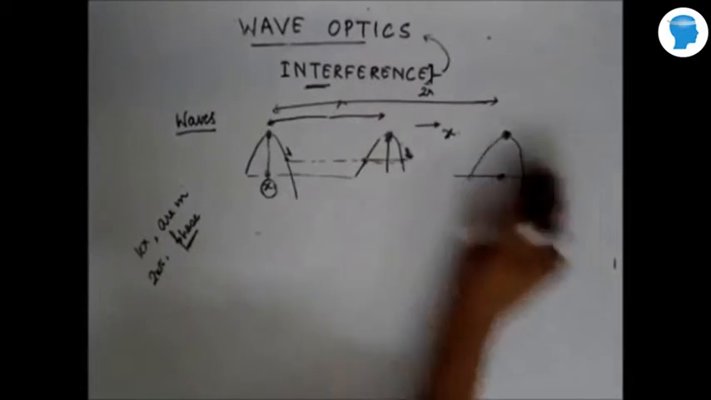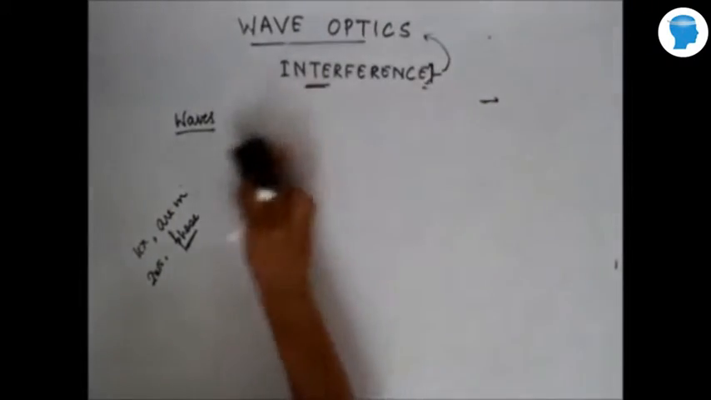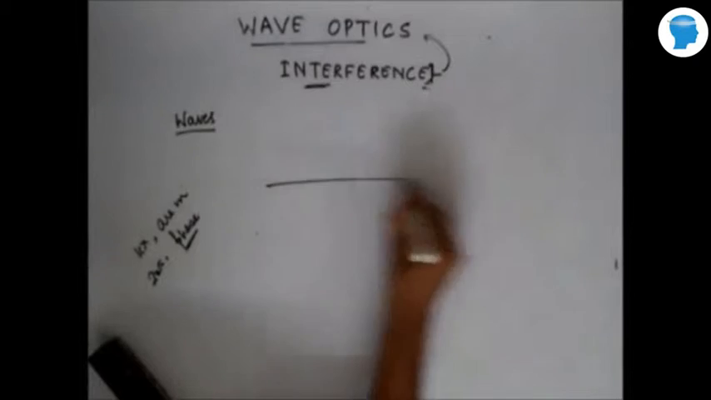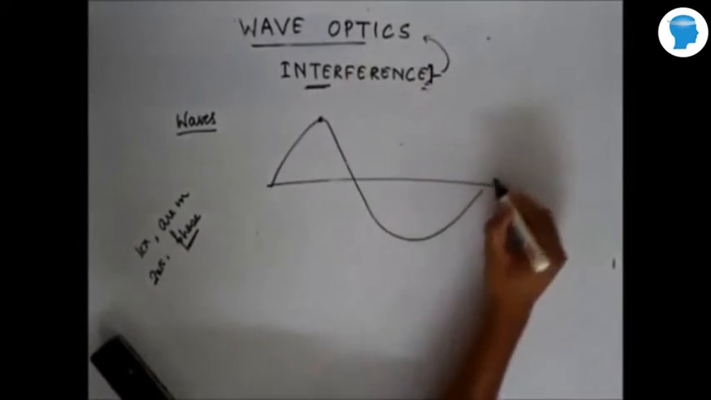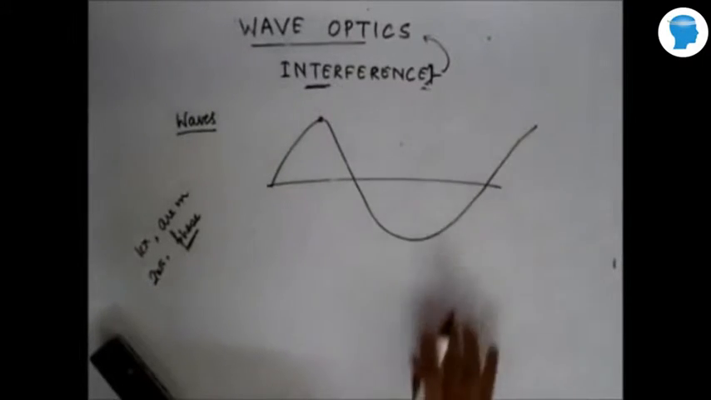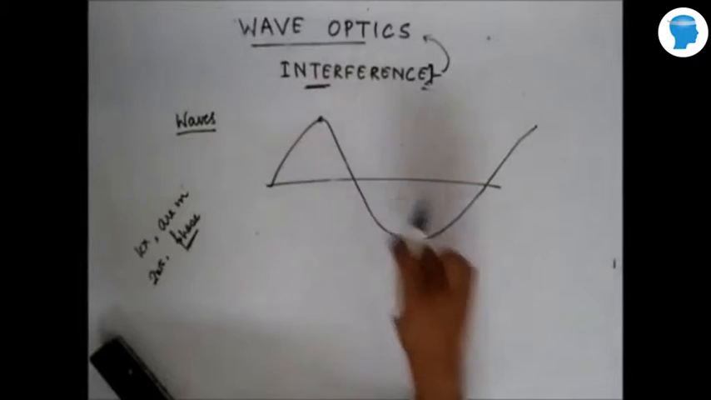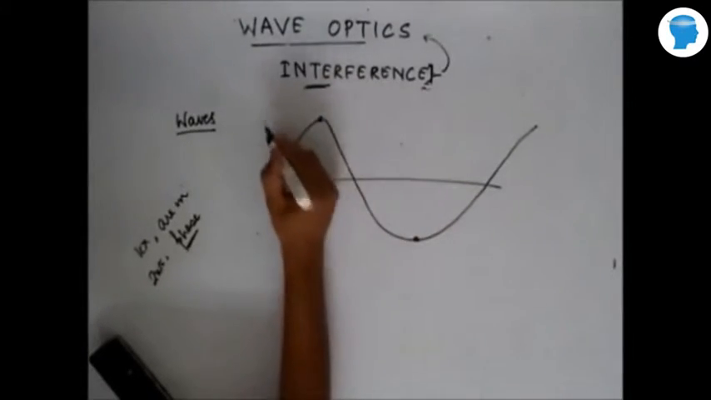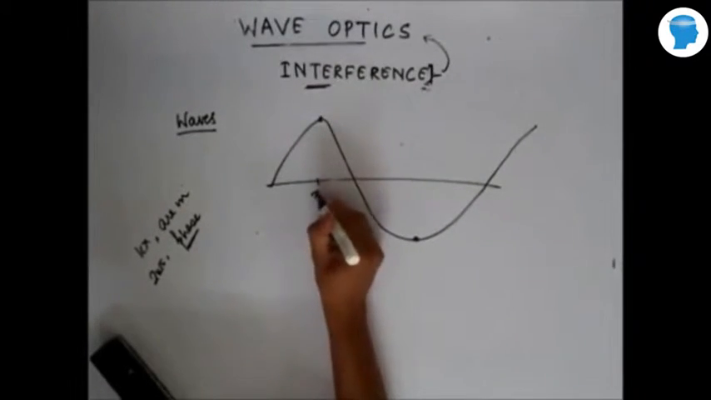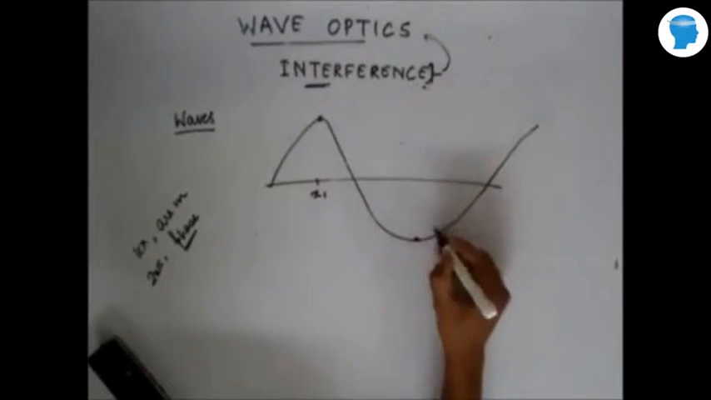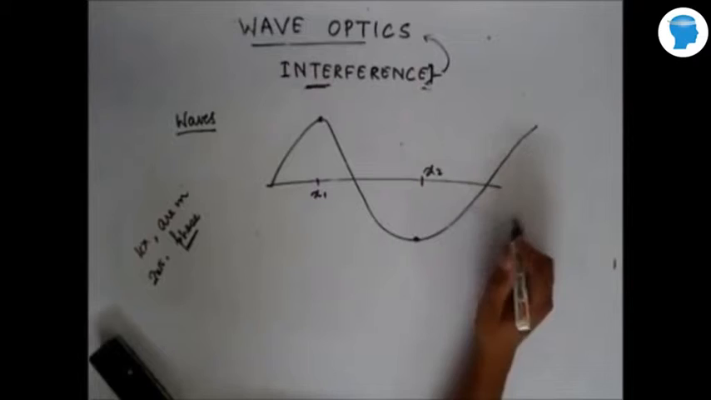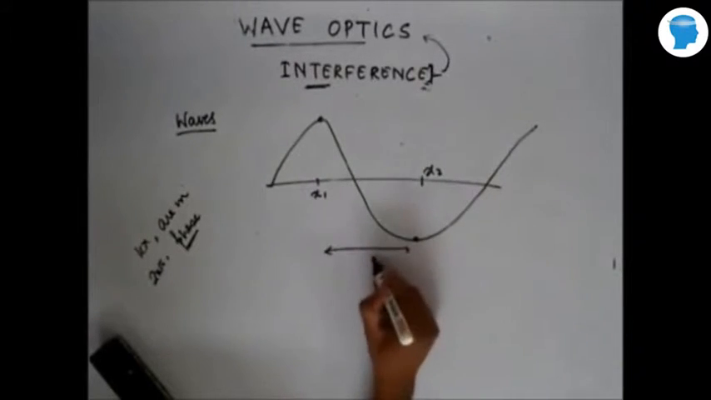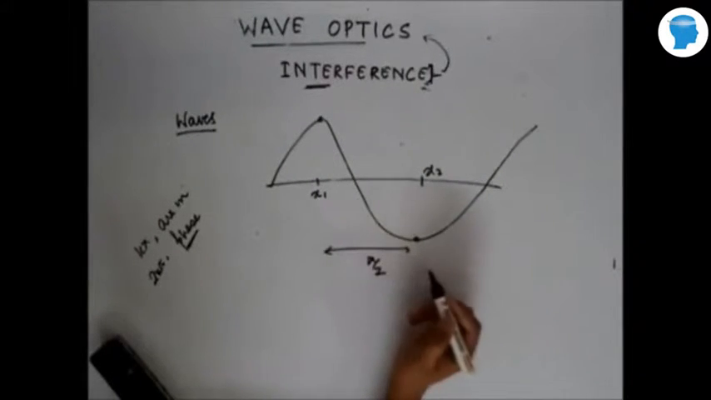Now let's say that instead I took a particle here and a particle here. So instead of doing that, let's see what happens between these two particles. You see that this particle at x1 is at its maximum, and this particle at x2 is at its minimum. Now what is this distance? This distance, as you can see, is lambda by 2.